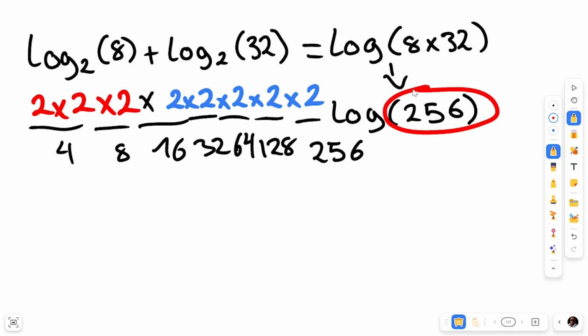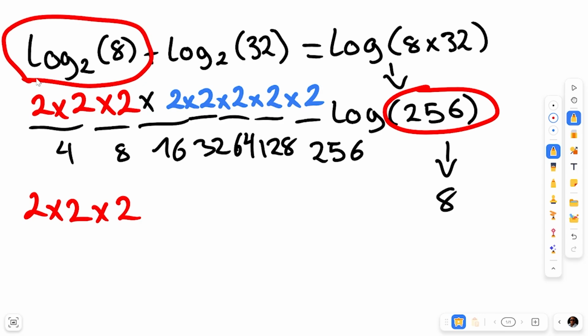Remember, like I said, you need to count how many times you're multiplying the base by itself. So let's start counting. This is going to be 1, 2, 3, 4, 5, 6, 7, 8. So the answer here should be 8. I'm going to write it clearer now. 2 times 2 times 2. This tells us that the log base 2 of 8 is 3.